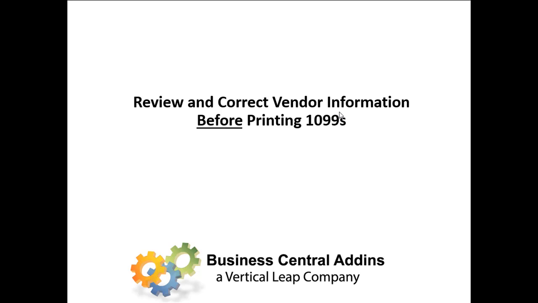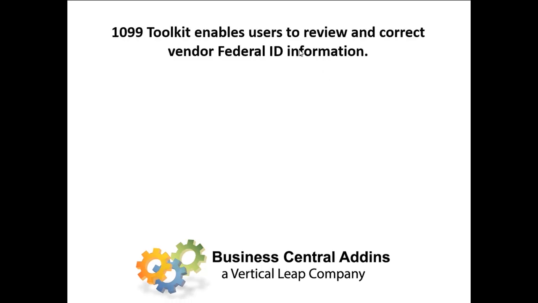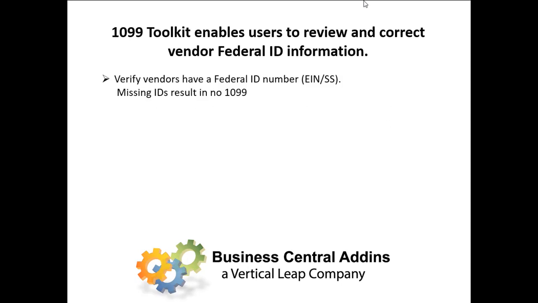Although Business Central allows users to correct information, there's no way to find what needs to be corrected, and if you don't know, there's no way that you can find it. So what is it the toolkit enables you to review and correct? Well, it allows you to review all of the federal ID numbers for all of your vendors.